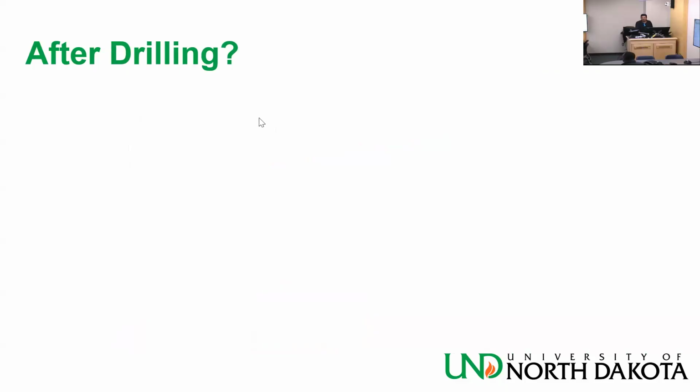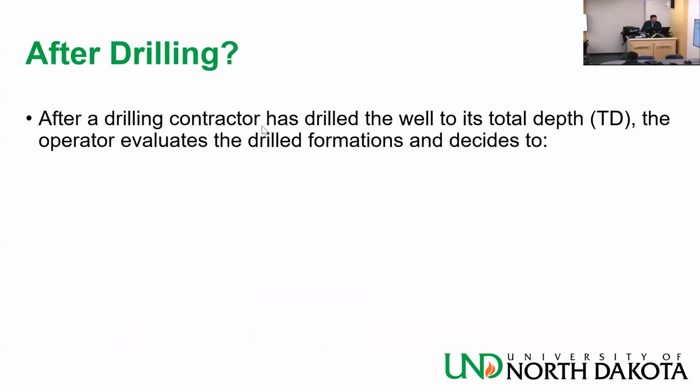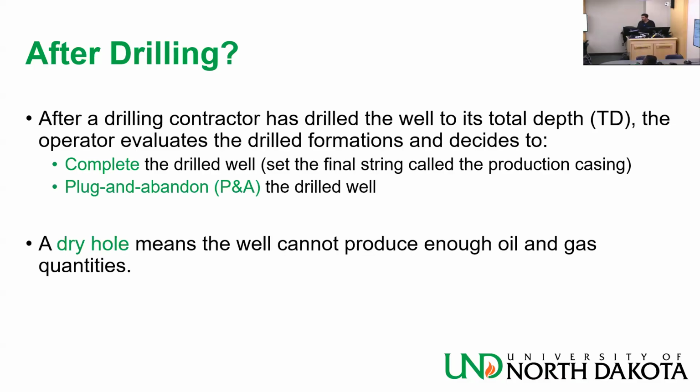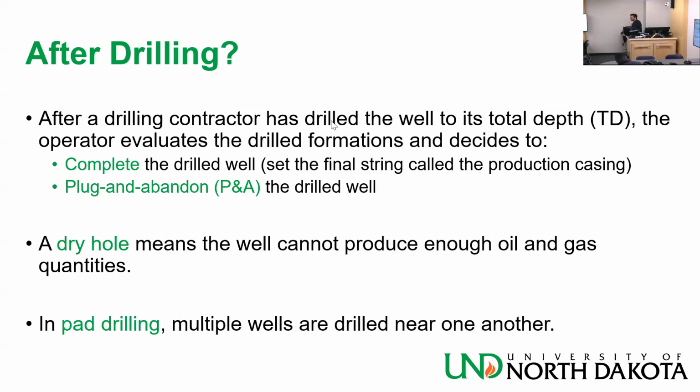Anyway, what happens after drilling? After a drilling contractor has drilled a well to its total depth, the operator evaluates the drilled formations and decides to either complete the well, set the final string called production casing, or plug and abandon the well, P&A. A dry hole means that the well cannot produce enough oil and gas quantities. So it might be a dry hole that has oil, but it's not good enough, you know?